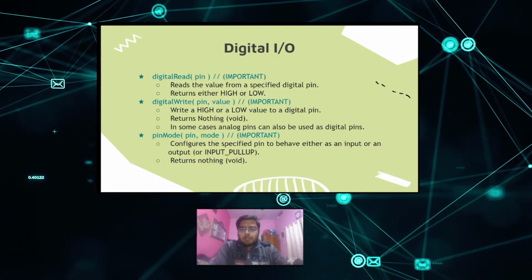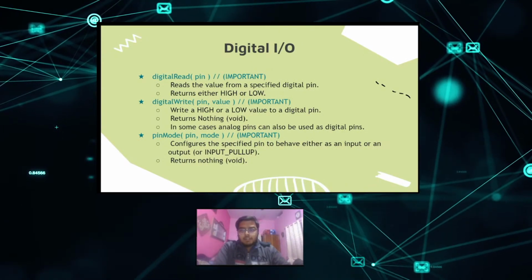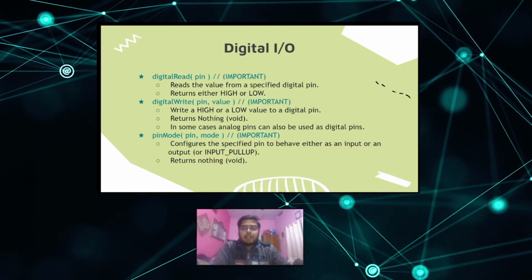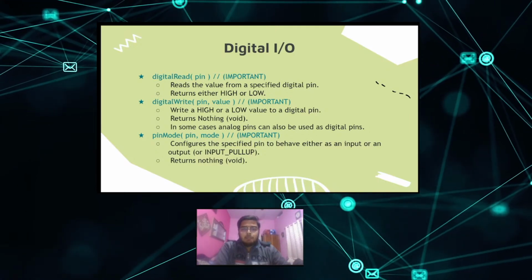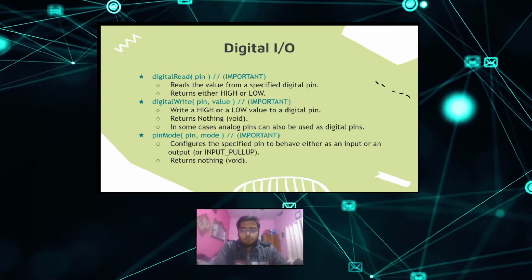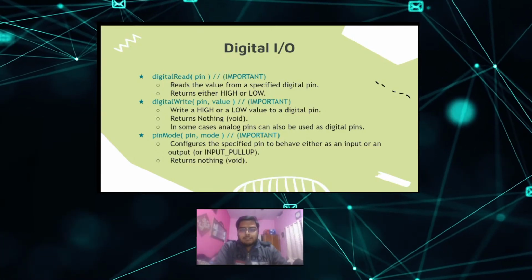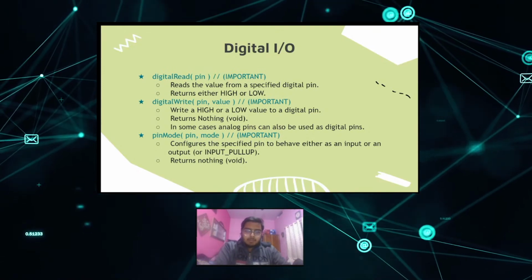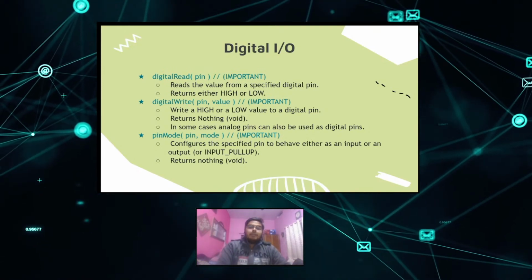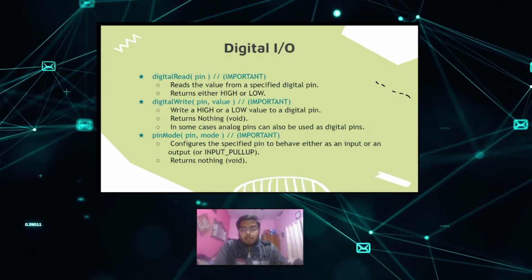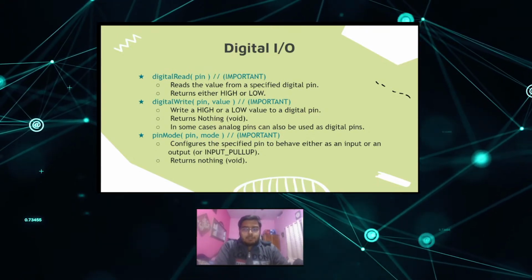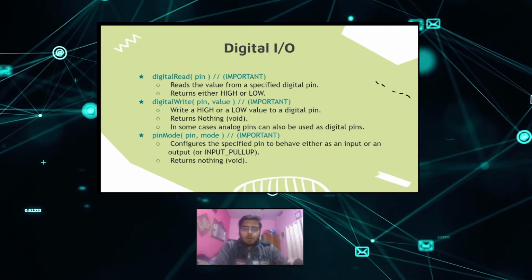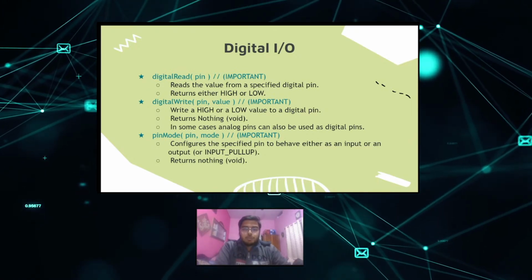Let us now look at the functions which are used for taking digital input and giving digital output to the various components attached to the 14 digital pins numbered from 0 to 13 in the Arduino board. First is the digitalRead function. It takes only one parameter, which is the pin number whose digital value is to be read. It returns a bool, which is either 1 or 0. 1 refers to HIGH, 0 refers to LOW.